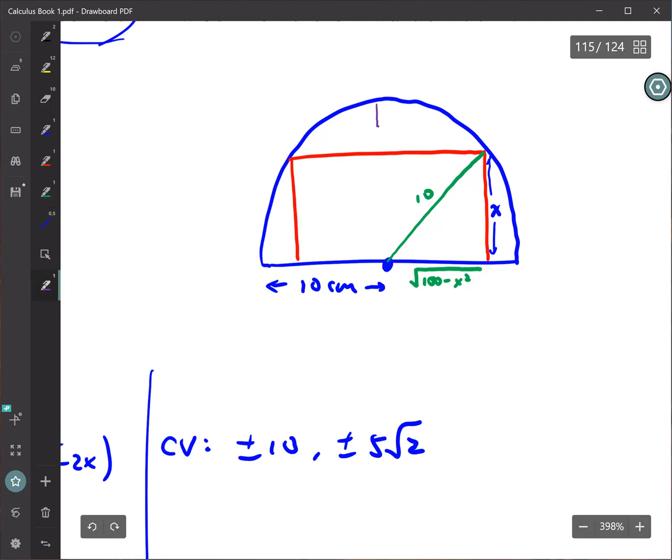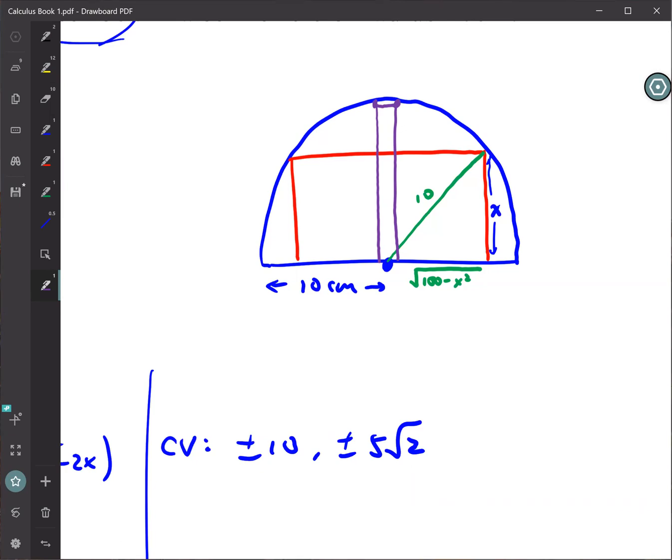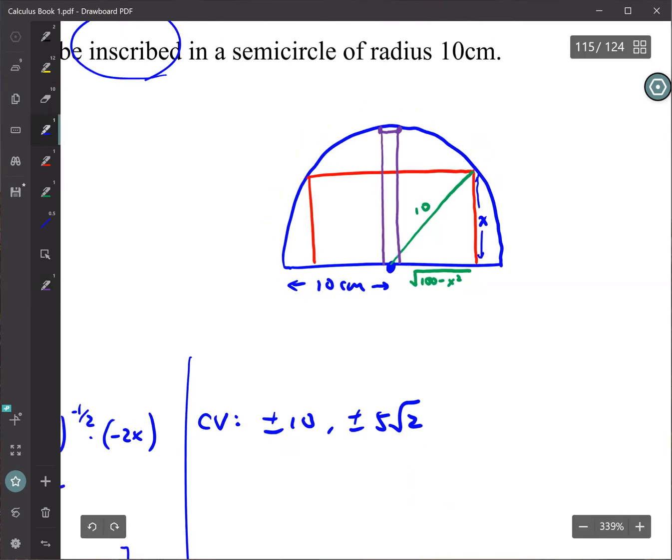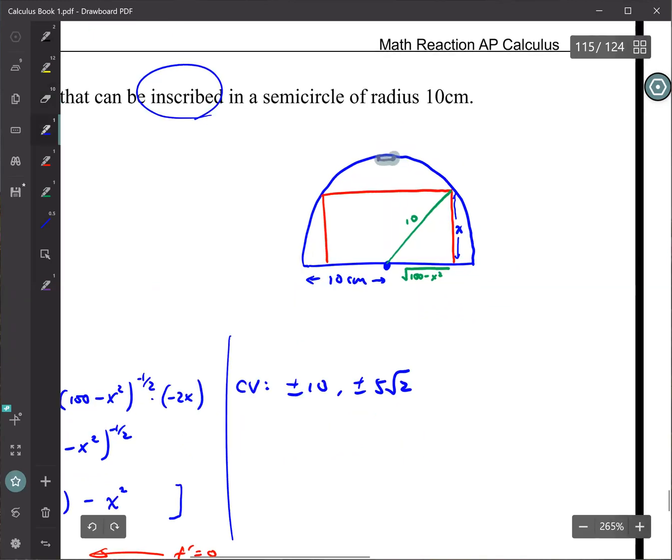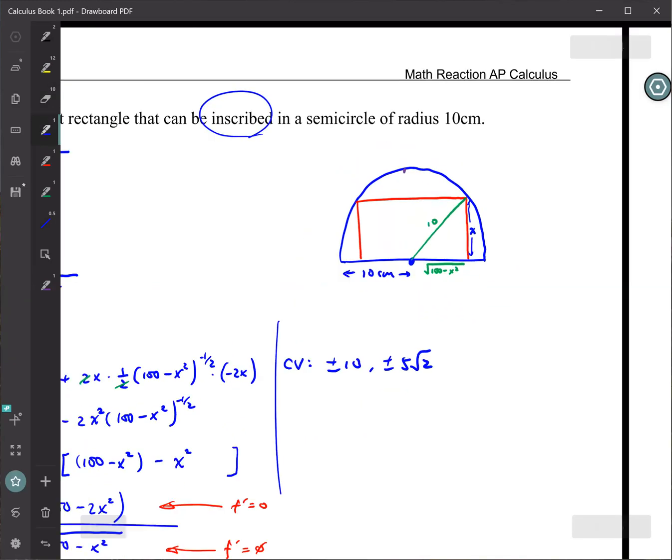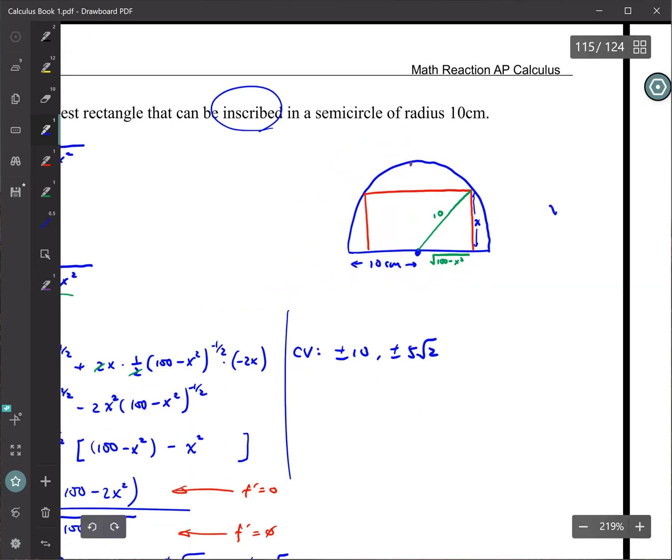So I think the skinniest rectangle looks something like this. This one will be almost 10, of course, has to touch the end. So you should also keep in mind you need to write out the domain on the side, so that way you don't use all the critical values. Wait, we also can't have negative, because you can't have a negative. That's right. Okay, so x has to be less than 10, bigger than 0.